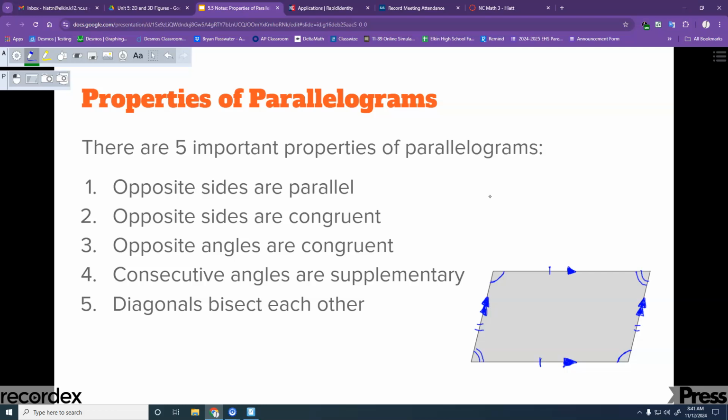Number 4 says consecutive angles are supplementary. What does that mean, supplementary? There was a complementary and a supplementary that you should have hopefully learned about somewhere, maybe. Any ideas? Okay, supplementary means that they add up to 180 degrees.